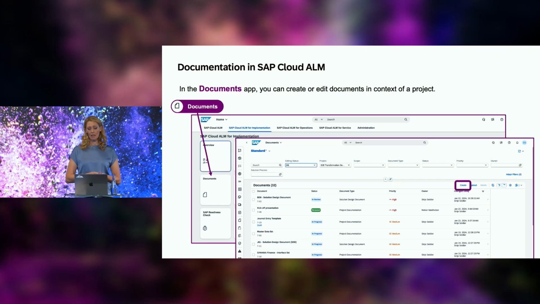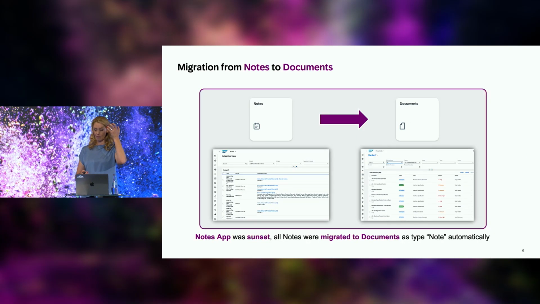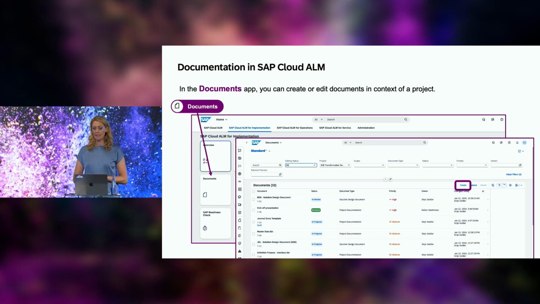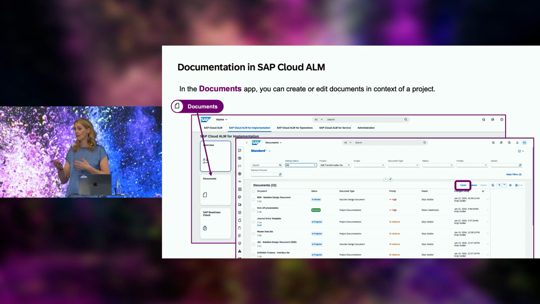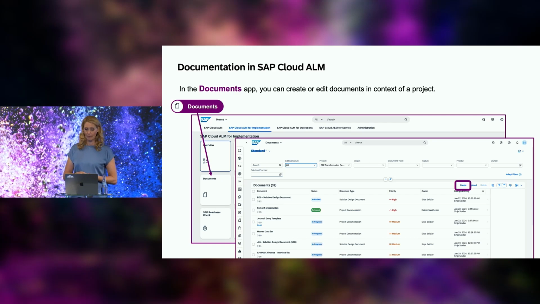You can create a document directly here, and the basic idea is that you can create it directly in the application, but you can also create it elsewhere in Cloud ALM. For example, if you're in the processes, you can, from the process app, directly create your documentation, and I will come to these relations later.